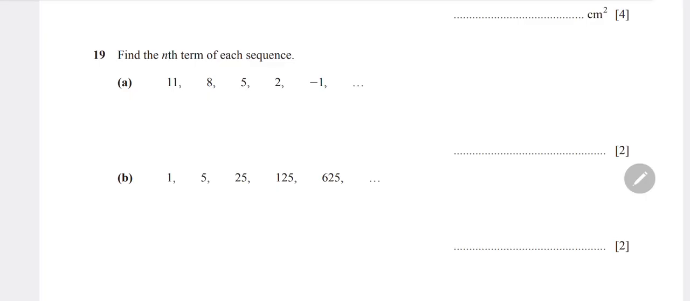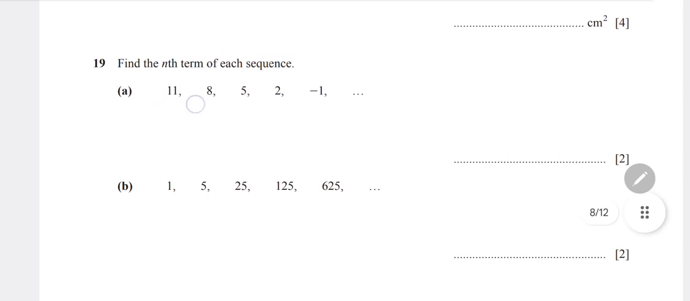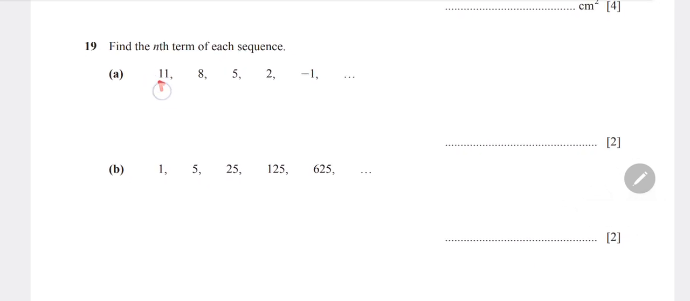The nth term of the sequence. The first terms are given: 11, 8, 5, 3. So the gap between two numbers is what? It's around 3.